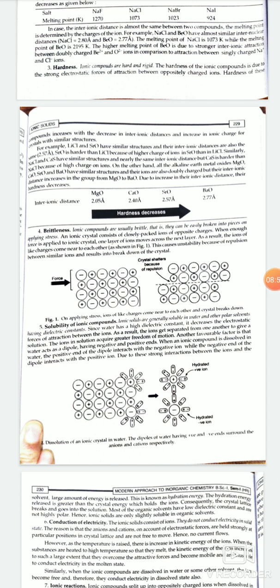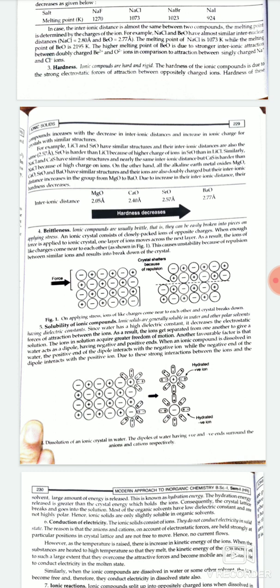Now, fourth point is brittleness. Ionic compounds are usually brittle, that is, they can be easily broken into pieces on applying stress. An ionic crystal consists of closely packed ions of opposite charges. When enough force is applied to ionic crystals, one layer of ions moves across the next layer. As a result, ions of like charge come near to each other. This causes instability because of repulsion between similar ions and results in the breakdown of the crystals.